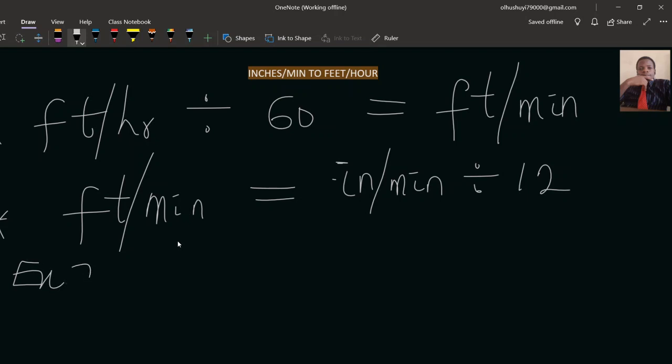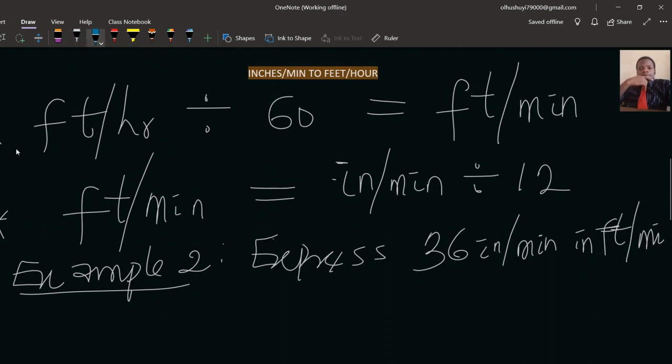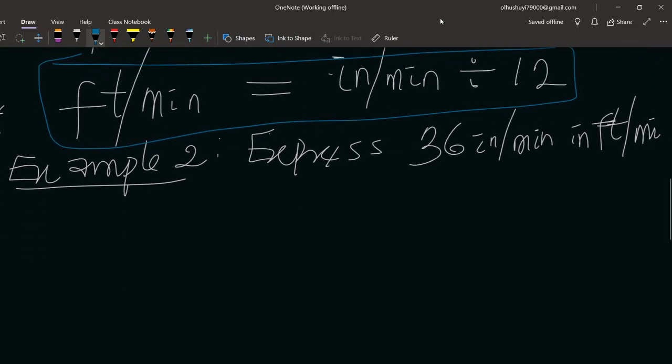Example 2. So we have this. Express inch per minute in feet per minute. So when we express that in feet per minute, what do you do? What are we doing? Come back to this place. Inches per minute and feet per minute. This is the expression you use. This is the first thing we should note, isn't it? You write that if you have your inches per minute divided by 12 will give you your feet per minute.